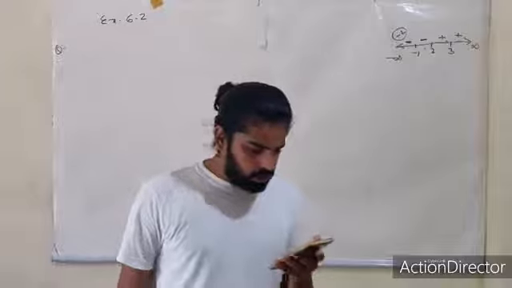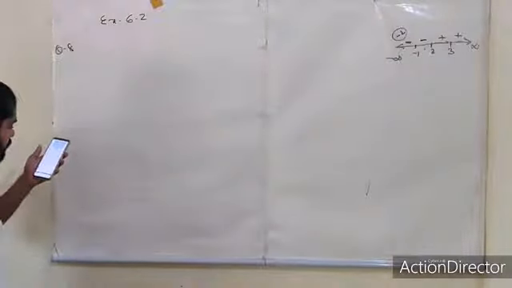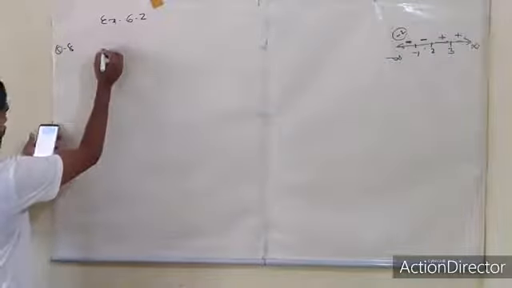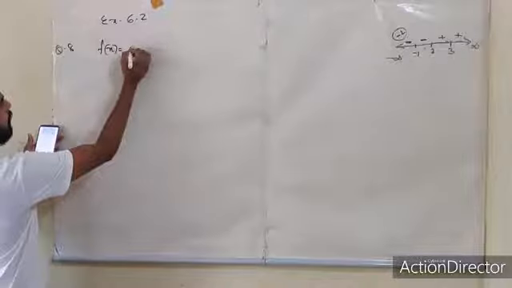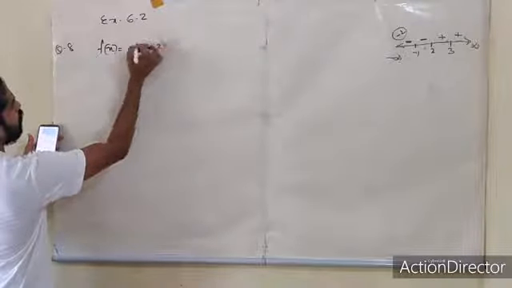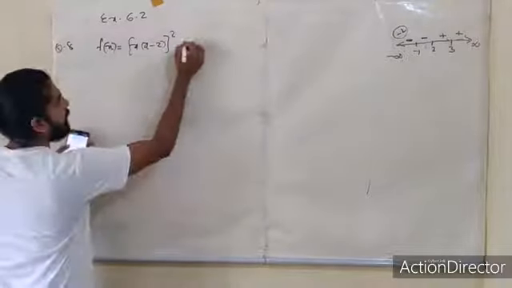Next is exercise 6.2, question number 8. Here we have to find the value of x for which the function y, or you can write f(x) = x(x − 2)^2, is an increasing function.